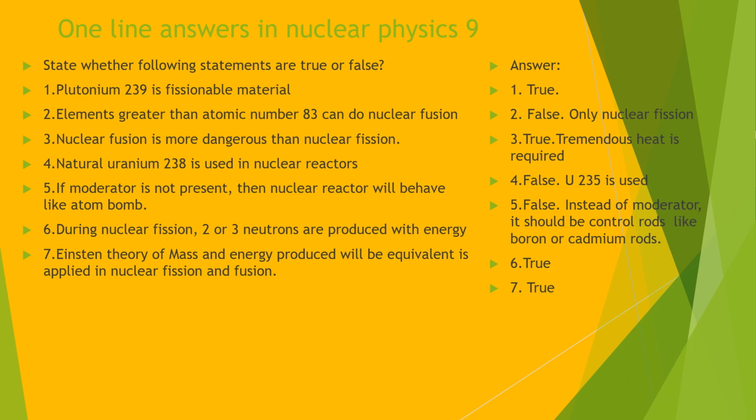Number 5, if a moderator is not present, then the nuclear reactor will behave like an atom bomb. False. Instead you should have control rods like boron or cadmium rods, which absorb the extra neutrons. Next, Einstein's theory that mass and energy are equivalent is applied in nuclear fission and fusion. True. Number 6, during nuclear fission, 2 or 3 neutrons are produced along with energy. Yes, true.